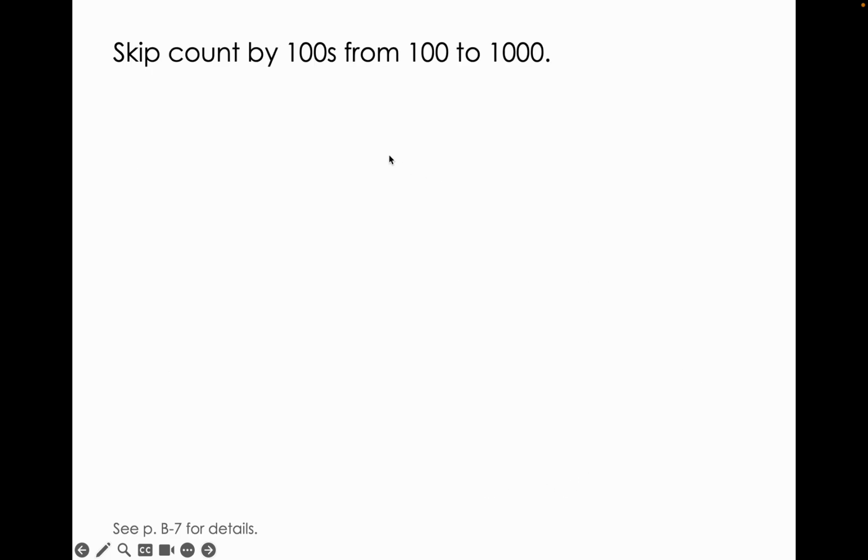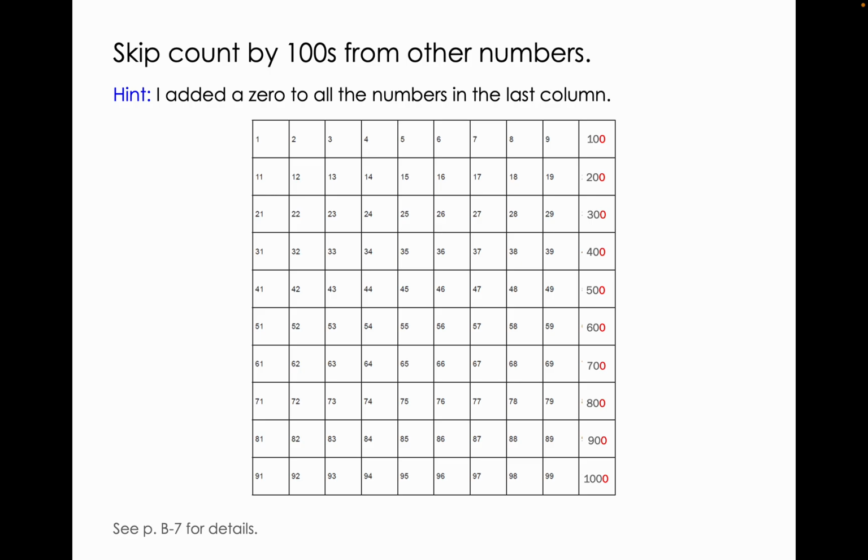Okay, what about hundreds? Could we skip count by hundreds from 100 to 1,000? Well, we can, right? 100, 200, 300, 400, 500, 600, 700, 800, 900, 1,000. Great. What about going from other numbers? Okay, so look at this.